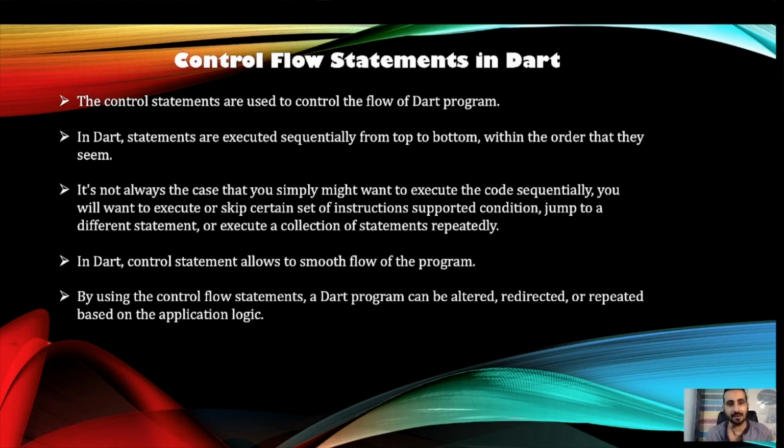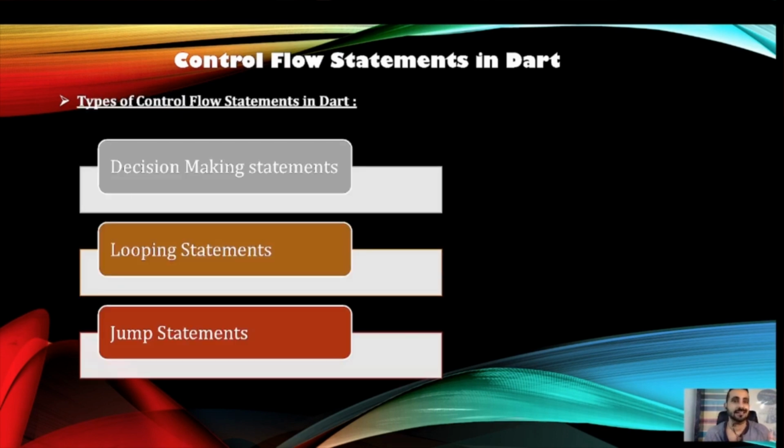So in Dart, control flow statements also allow a smooth flow of a program. By using control flow statements, a Dart program can be altered, redirected, or repeated based on the logic of the code or the application. What are the types of control flow statements in Dart? There are three types: decision making statements, looping statements, and jump statements.